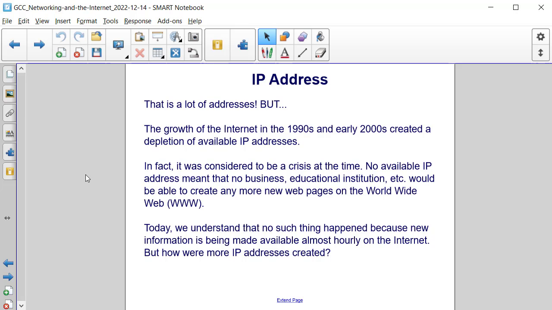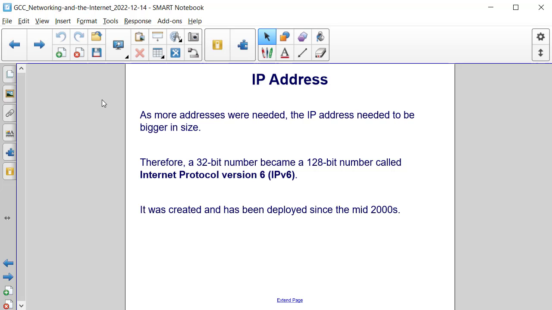But how were more IP addresses created? As more addresses were needed, the IP address needed to be bigger in size. Therefore, a 32-bit number became a 128-bit number called Internet Protocol version 6, or IPv6 for short. It was created and has been deployed since the mid-2000s.